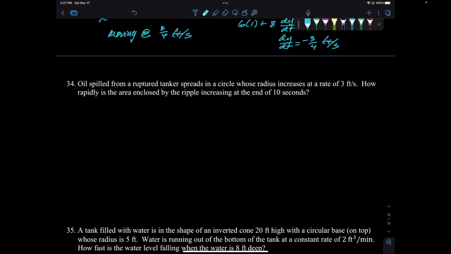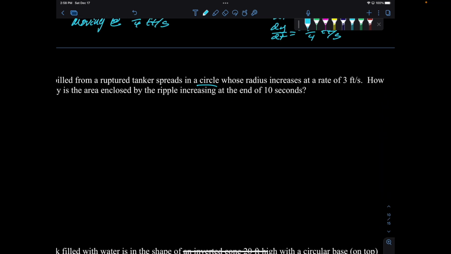Oil spilled from a ruptured tanker spreads in a circle whose radius increases at a rate of 3 feet per second. How rapidly is the area enclosed by the ripple increasing at the end of 10 seconds? All right, so we've got a circle and we are told the radius increases. So we know dr/dt. dr/dt is going to be 3 feet per second.